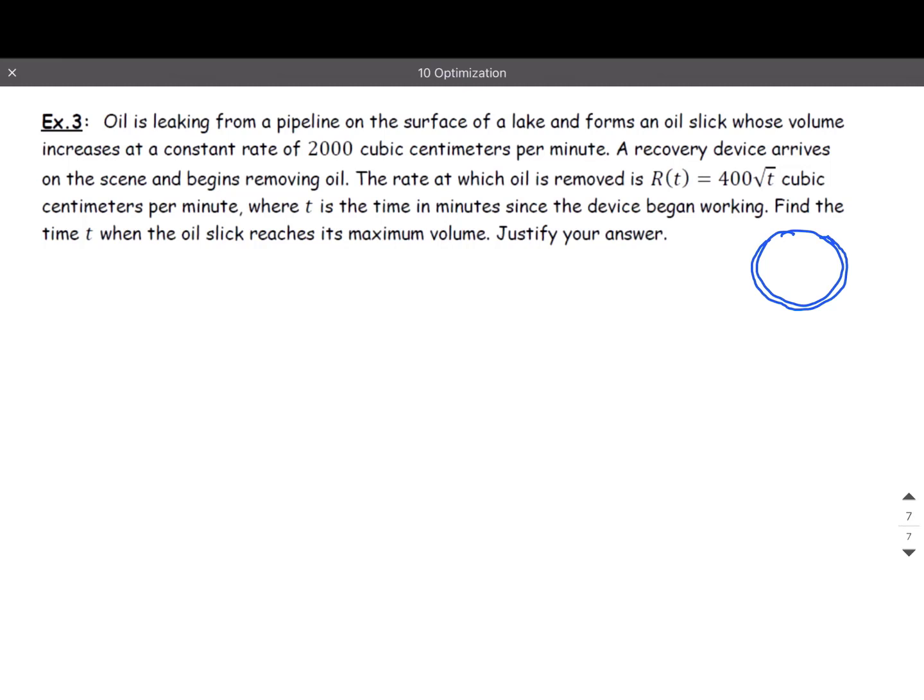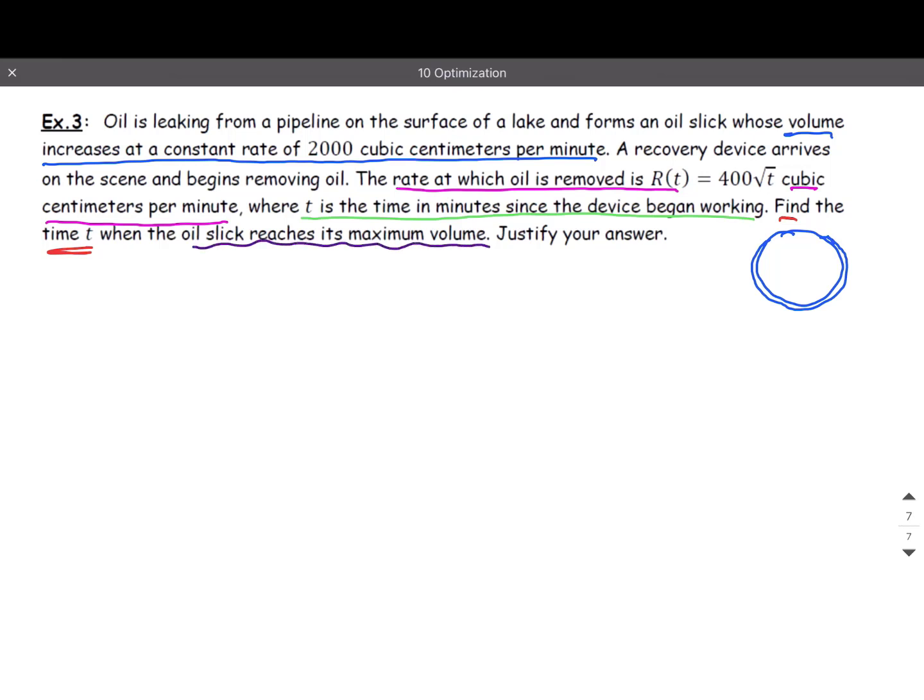Whose volume increases at a constant rate of 2,000 cubic centimeters per minute. A recovery device arrives on the scene and begins removing oil. The rate at which the oil is removed is R of T cubic centimeters per minute, where T is the time in minutes since the device began working. They want us to find the time T when the oil slick reaches its maximum volume.